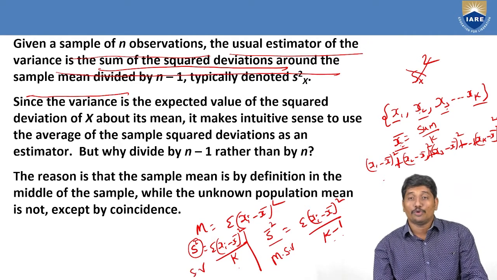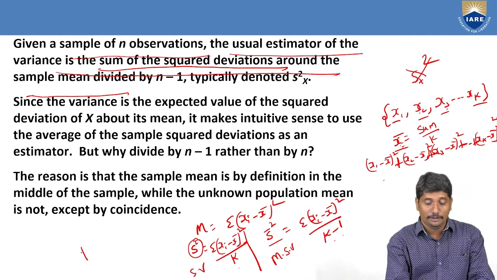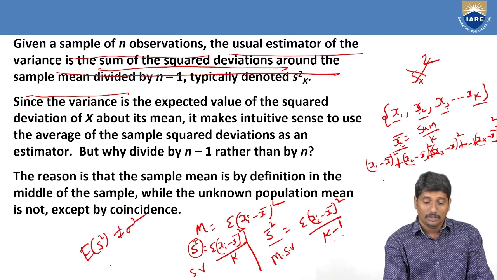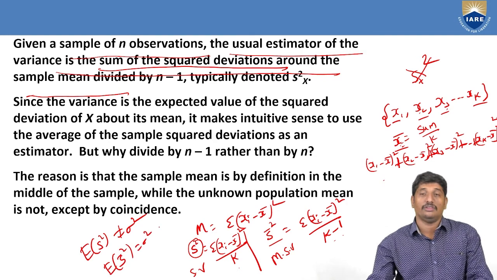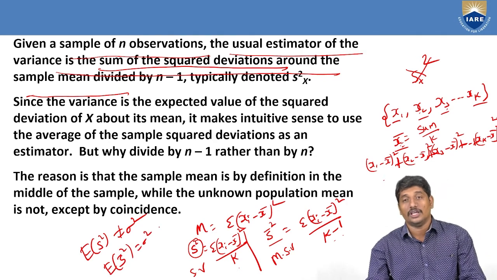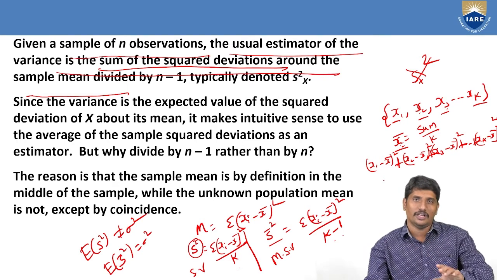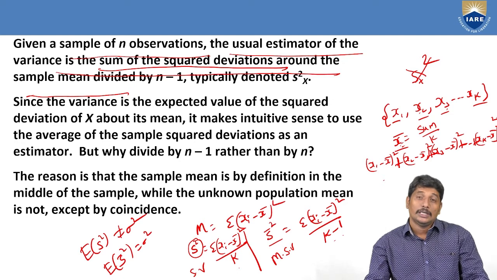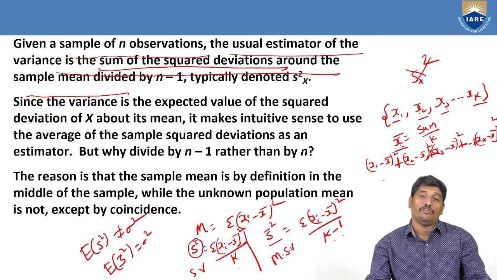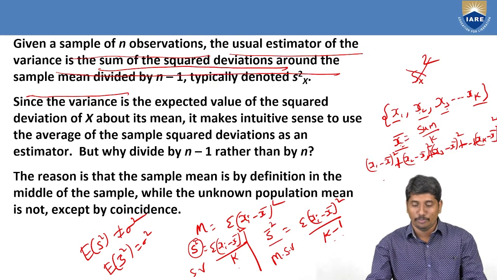Now we are going to prove that E of s square is not equal to sigma square. Instead, E of s bar square will be equal to sigma square. That is what we are going to do. That means we are going to prove that the sample variance will never be an unbiased estimate, but the modified sample variance will be an unbiased estimator of the population variance. Let us look into the proof.